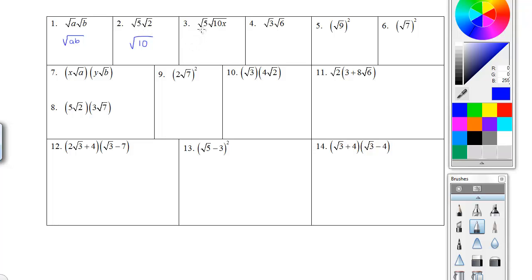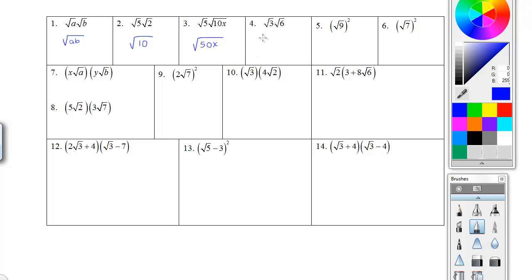The next one is root 5 times root 10x. And I just need to multiply the numbers underneath the radical. Those are sometimes referred to as the radicand. So 5 times 10x, the 5 times the 10 is 50, and the x just tags along. Okay, those were the most basic examples.